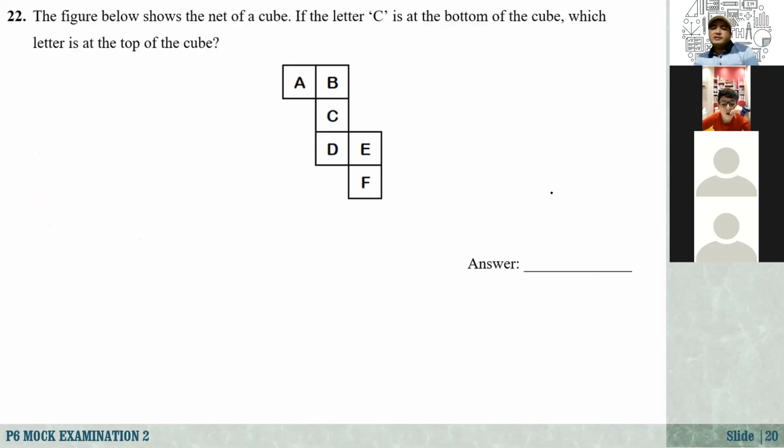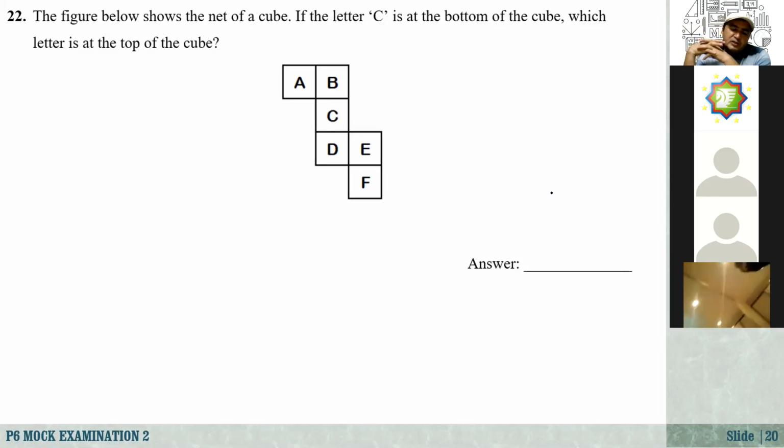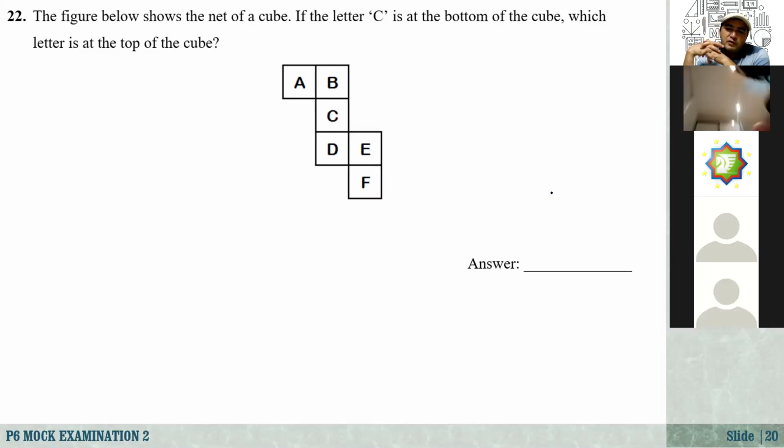Very good. Next question. Sunay, are you there? Can you read it, Sunay? Okay, Aydin, can you read the question? Okay, the figure below shows the net of the cube. If the letter C is the bottom of the cube, which letter is at the top of the cube? Okay, that is the net of a cube, right? Now by just folding some sides, we can form a cube. When you form a cube, if C is at the bottom, what letter will be at the top?